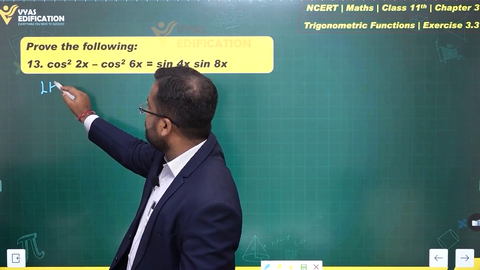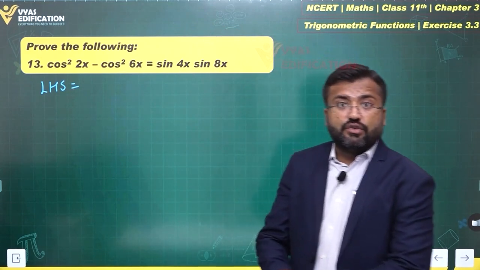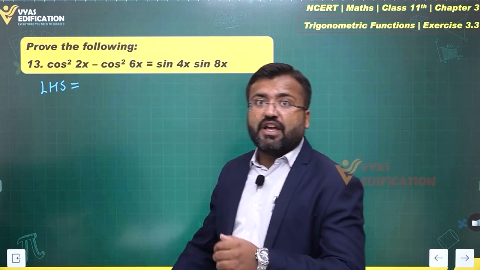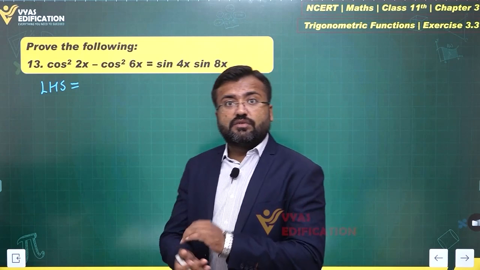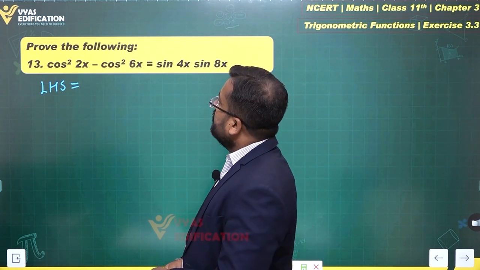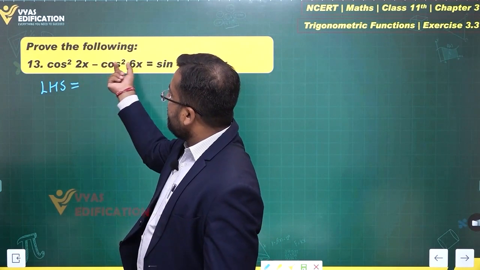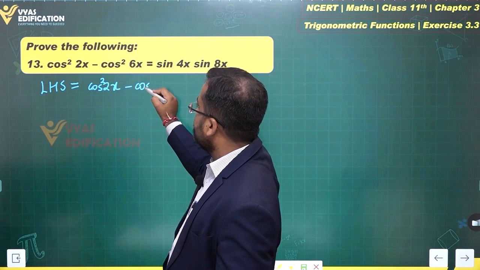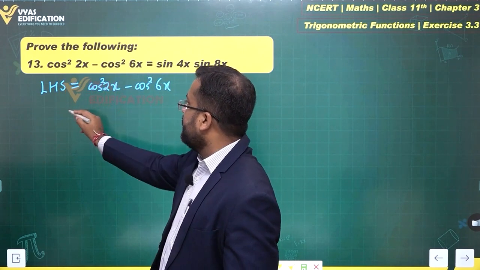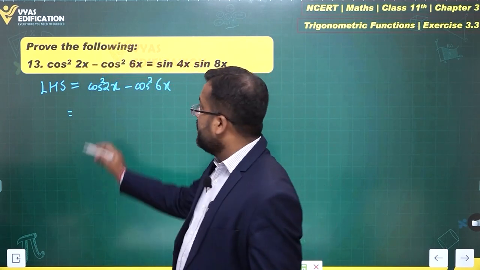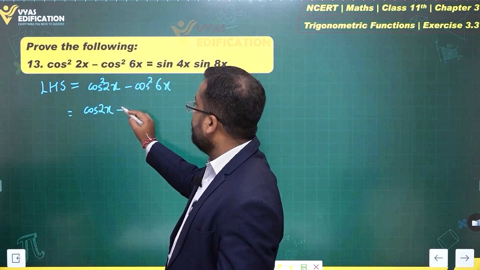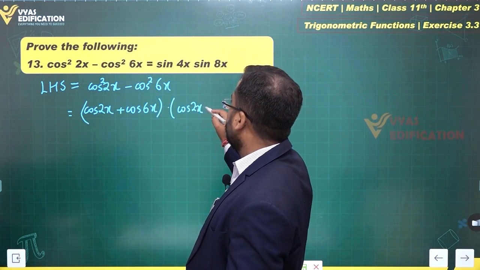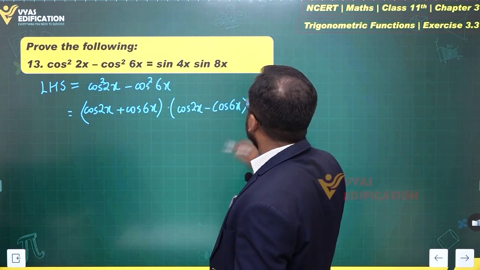Let's see. In the LHS, what do the NCERT people want us to do, or what are we supposed to do for this question based on NCERT? Since this is NCERT series, let's talk about that. So cos square 2x minus cos square 6x, what will this look like? Imagine this as a square minus b square. This can be written as a plus b times a minus b. This is cos 2x plus cos 6x times cos 2x minus cos 6x. I can write it as this, yes.